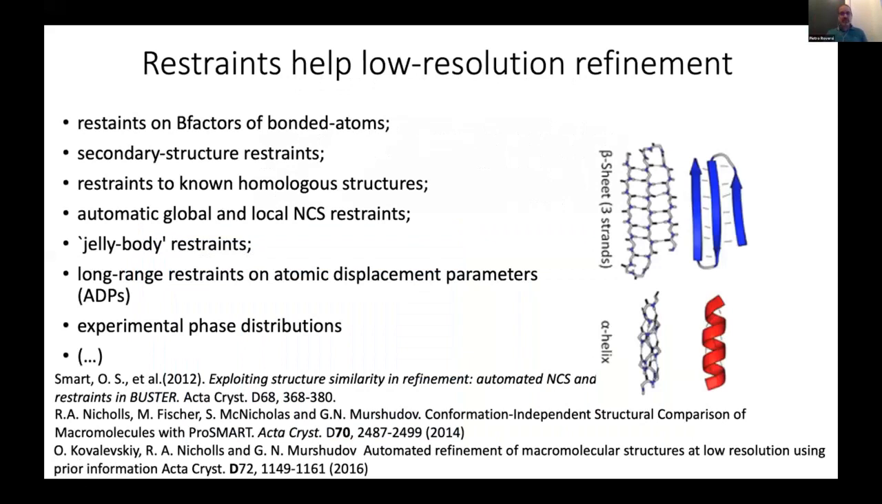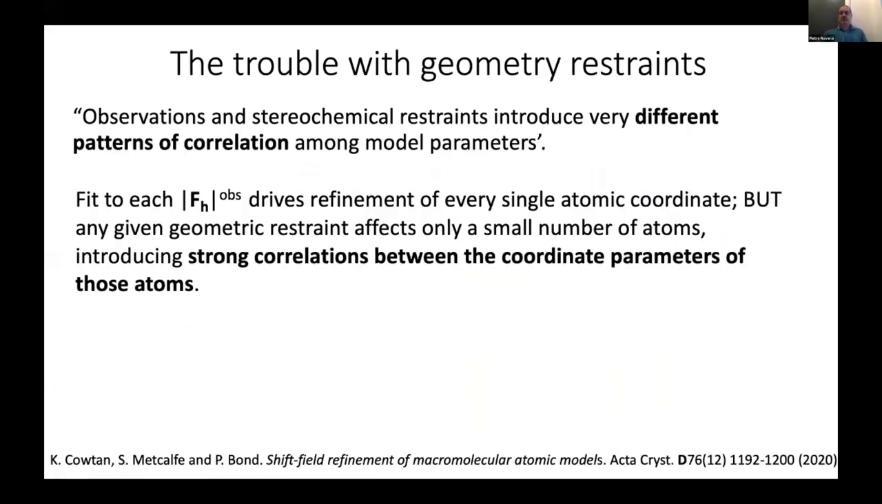Other types of restraints have been introduced throughout the years in order to manage the problem of avoiding overfitting. I will not go into details of this. But the trouble is, every time we introduce new restraints, we end up causing some correlations. So the fit to the data, every piece of data, drives refinement of all atomic coordinates, for example.